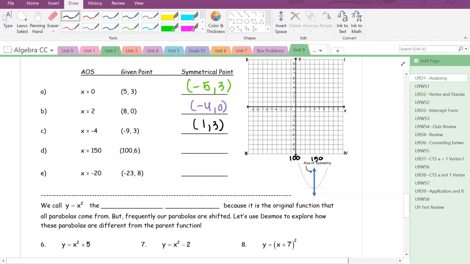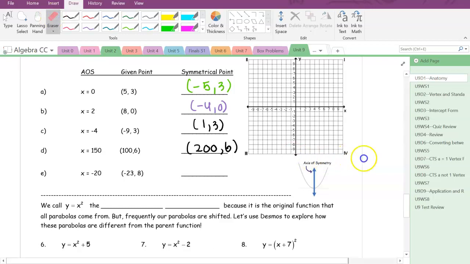All right, so take a look at the distance here. How far apart are they? They're 50 apart. Okay, so you need to go 50 more. 150 plus 50 gives us 200. It's only your x coordinate that's changing. Your y coordinate is going to stay exactly the same.